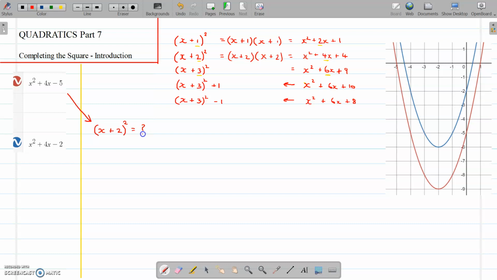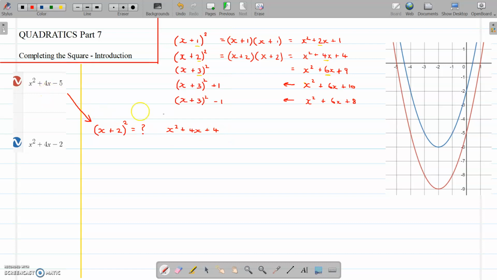So I'm going to consider what that gives me. Well, it gives me x squared plus 4x, and it would give me a plus 4 at the end, okay? But I have a minus 5, not a plus 4. So if I was going to complete the square for this, what have I got to do to the plus 4 to actually turn it into a minus 5? Well, I would have to subtract 9, wouldn't I?